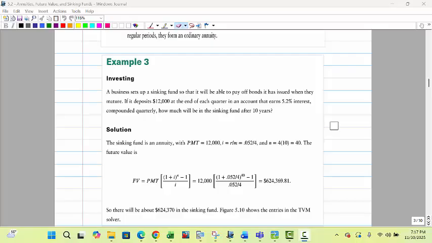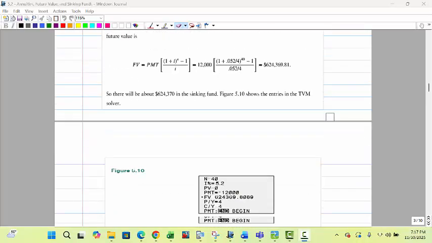All right, so in this example, a company is going to deposit $12,000 at the end of each quarter that earns 5.2% interest compounded quarterly. How much will be in the account of the sinking fund after 10 years? So they're going to know how much they're going to have to spend on whatever they need for the business.